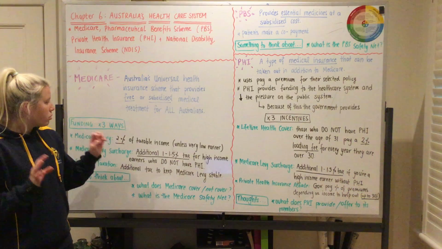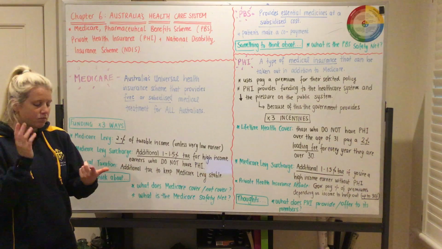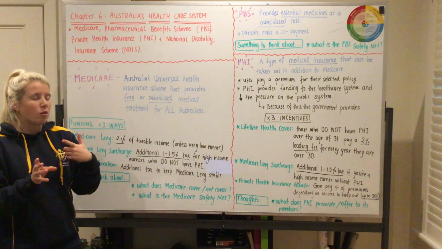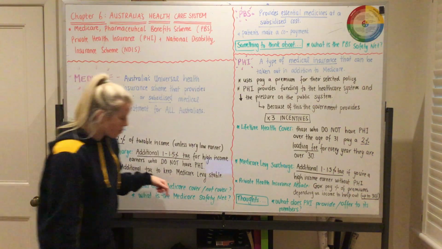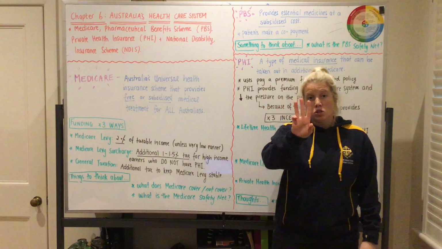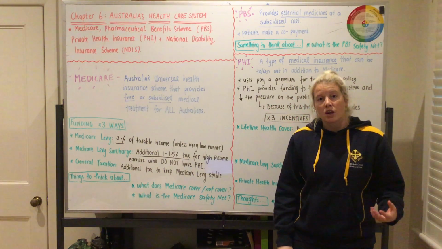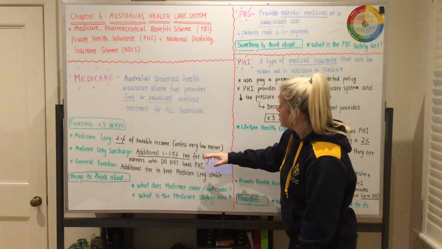So we've looked at who Medicare is for, that's everyone. We've talked about what is and isn't covered. Now we need to look at how Medicare is funded. There are 3 ways that Medicare is funded, and I've written them here for you, but I'll explain.